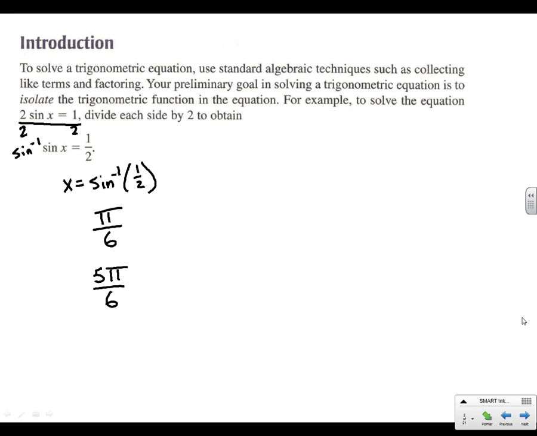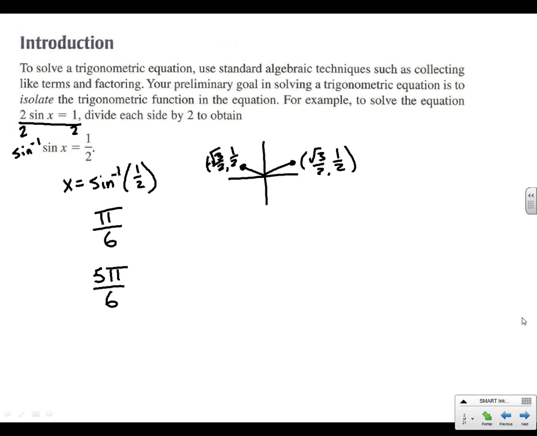Two places on the unit circle where the y value is positive 1/2, and that positive is important, right? Negative 1/2 is different than positive 1/2. There's the other spot on the other side. Pi over 6 and 5 pi over 6.